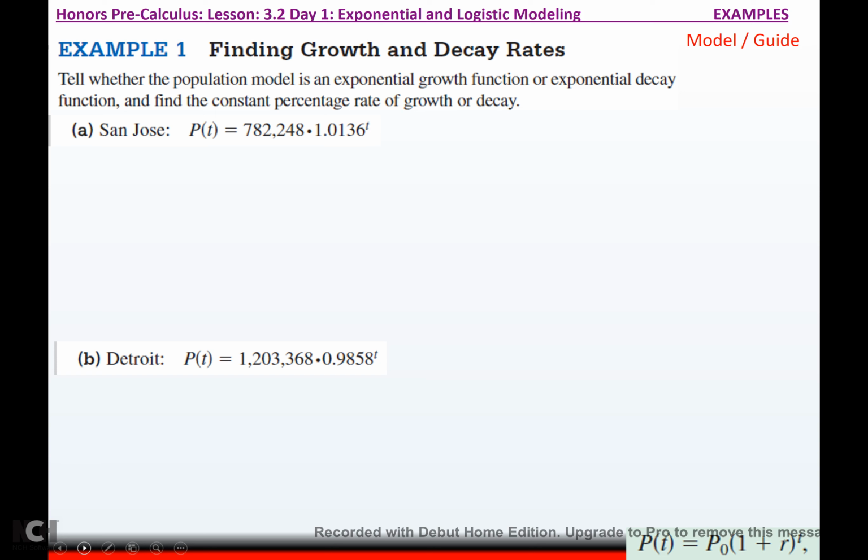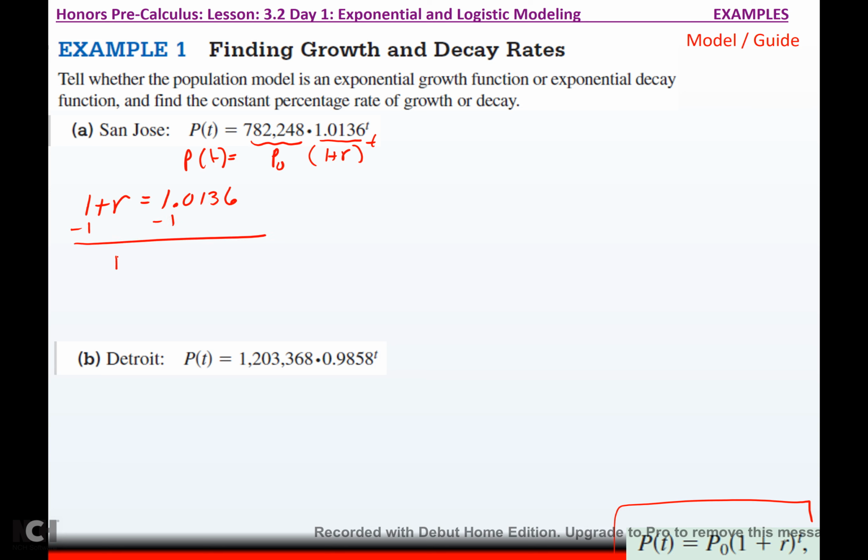It says tell whether the population model is an exponential growth function or exponential decay function, and find the constant percentage rate of growth or decay. Okay, so if I look at my formula down here, my P of T, okay, so P sub naught has to be this, my 1 plus R has to be this, and then my time is that. So what this says is that my 1 plus R equals 1.0136. So if I get R alone, I'm going to subtract 1 from both sides, and I get R equals 0.0136.